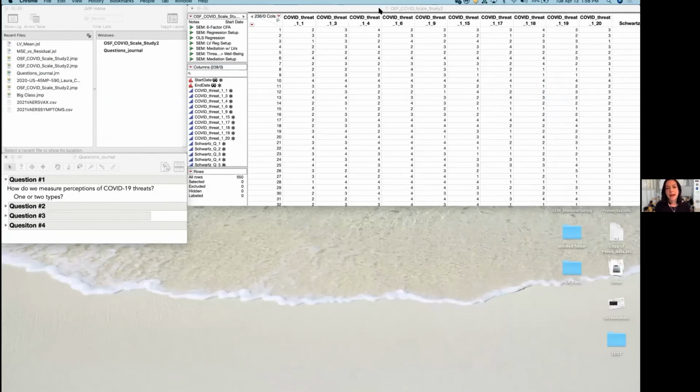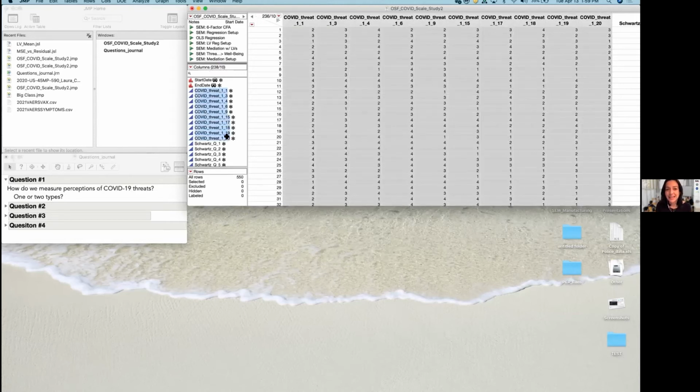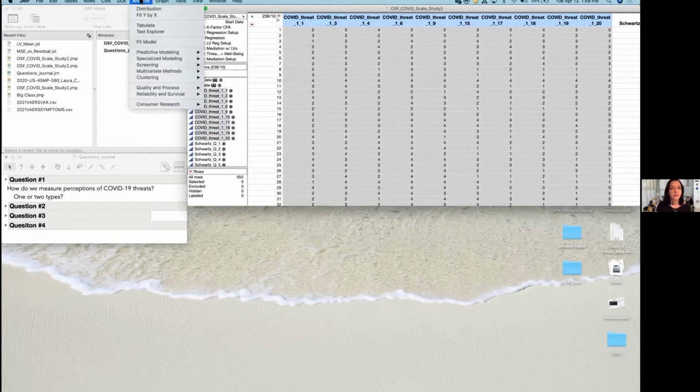And so right here, I already have the data open. You can see I also have my little cheat sheet here with the questions that we want to answer. And the first one was about how to measure COVID-19 threat perceptions. The data table that I have actually has a lot of variables, right? There's 238 columns in this data table. We have 550 rows. And I'm familiar with this data, of course. And so I happen to know that these first 10 variables here are the ones that correspond to this survey that we saw. And so I'm going to use those in our SEM platform.